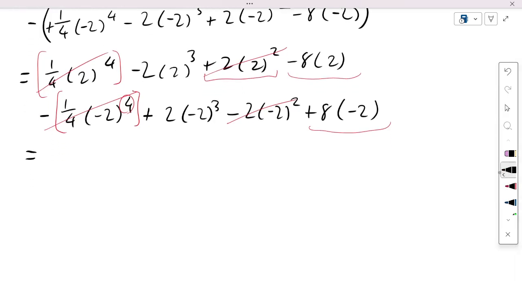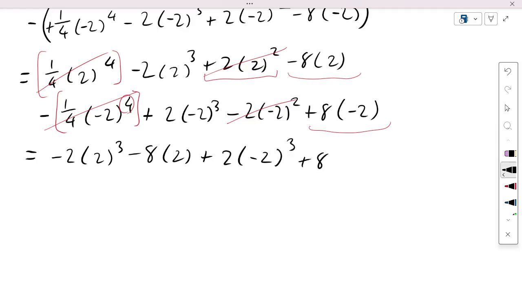Okay, so then we can write it like this. What we have left is negative 2 multiplied by 2 raised to the power of 3 minus 8 multiplied by 2 plus 2 multiplied by negative 2 raised to the power of 3 plus 8 into negative 2. Okay, and then we can simplify this further. Negative 2 multiplied by 2 to the power of 3, 2 to the power of 3 is equal to 8, so that's negative 2 times 8, which is negative 16.